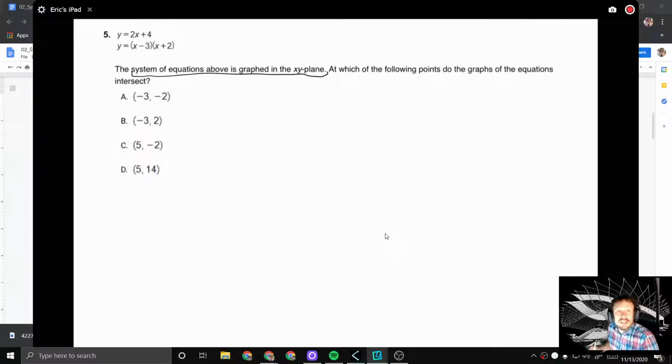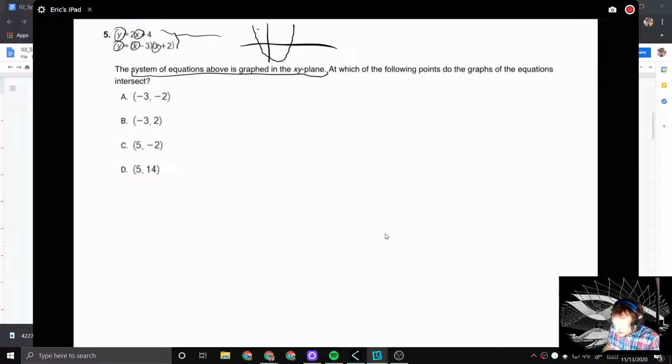This is really just asking you, do you get what a system is? Do you understand what it means to be a system? Remember, these quantities, this y and this y, refer to the same quantity. That x and these x's here all refer to the same quantity. And if we graph the first one, we're going to get a parabola, 2x plus 4. And if we graph this one, we're going to get another parabola that looks like that.